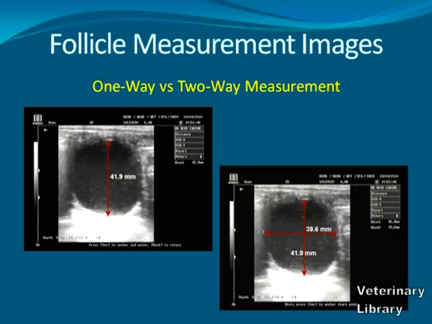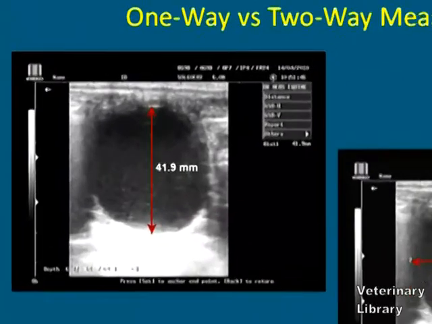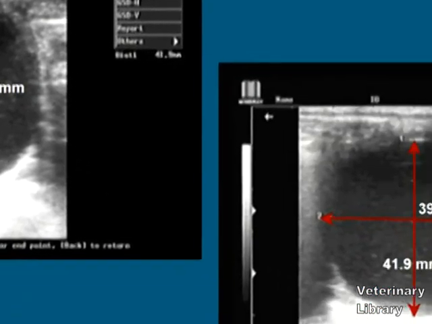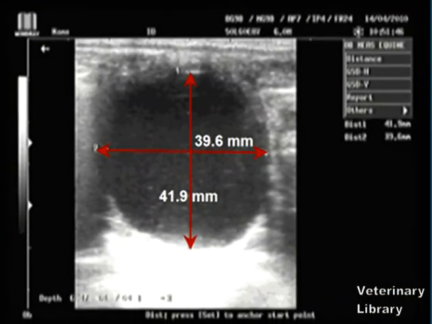This slide illustrates the two ways of measuring follicles. On the left is the greatest diameter, in this case 41.9 millimeters, and on the right, the same follicle, 41.9 millimeters in height and 39.6 millimeters in width.